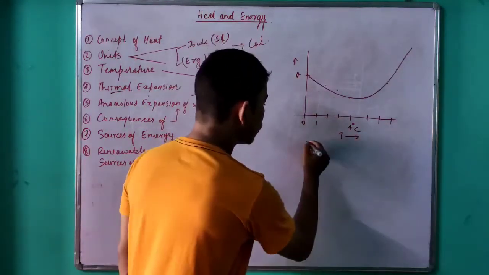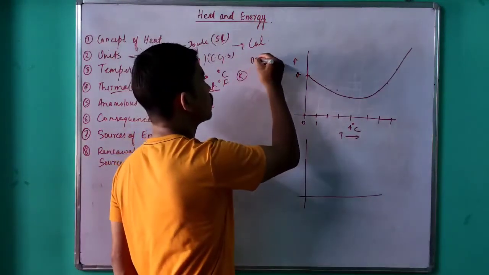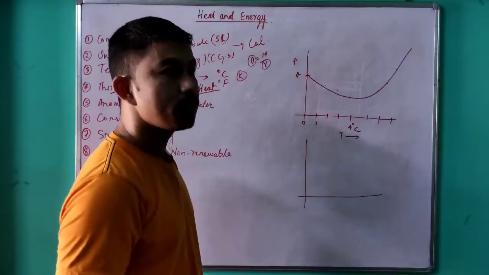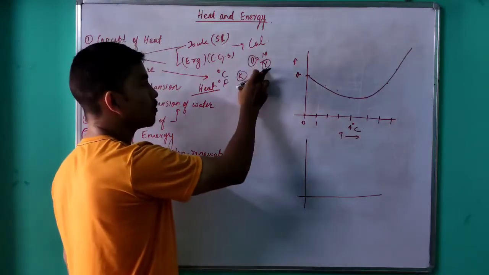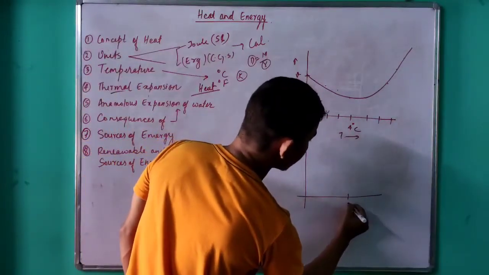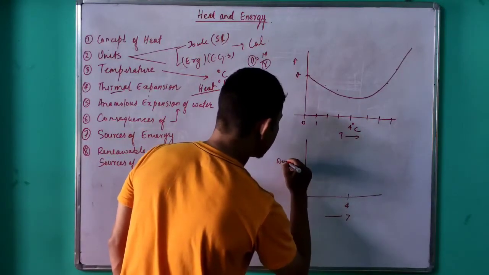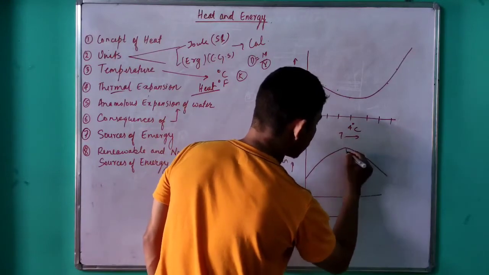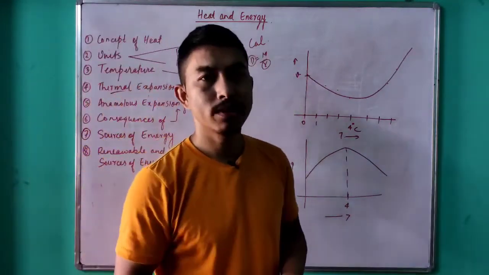Similarly, if you plot the temperature and the density, since we have learned that density equals mass by volume, the density and volume are inversely related. So the lesser the volume, the higher the density. So at 4 degree, this is the temperature and this side is the density. It will have a maximum density like this. So at 4 degree the water has a maximum density.